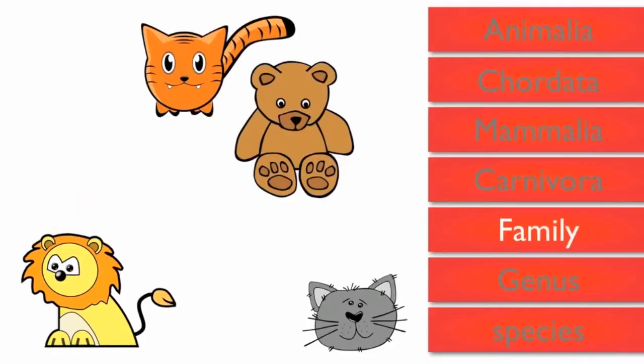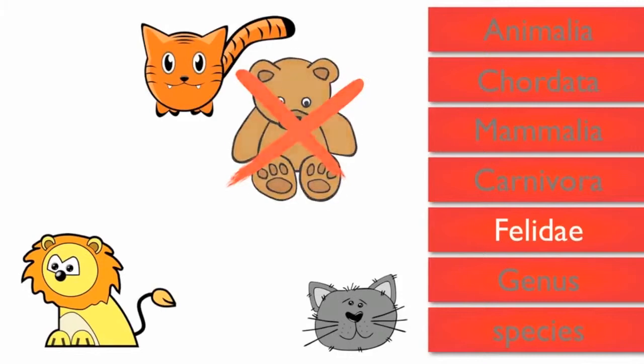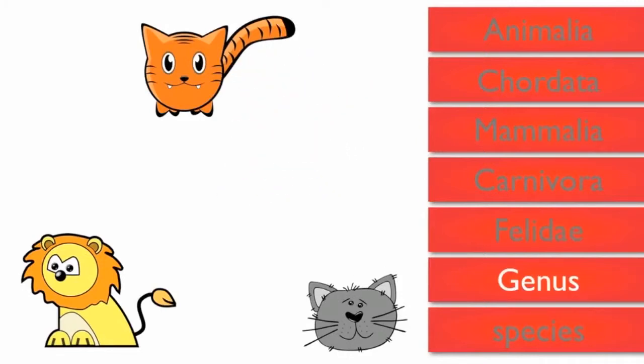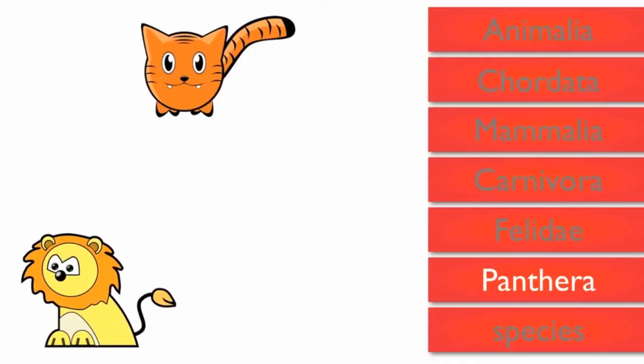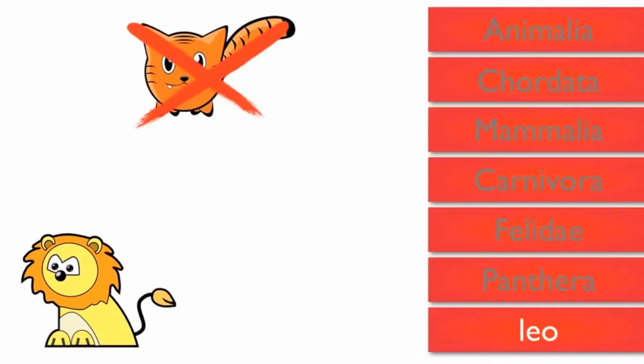Next, we have family. A lion is in the Felidae family. Members of this family have retractable claws, so the bear is removed. Then we have a level called genus. A lion is in the genus Panthera, which means roaring cat. The house cat does not roar, so it is removed. Finally, we have the level called species. Members of the same species can breed and produce offspring. A lion is in the species Leo.